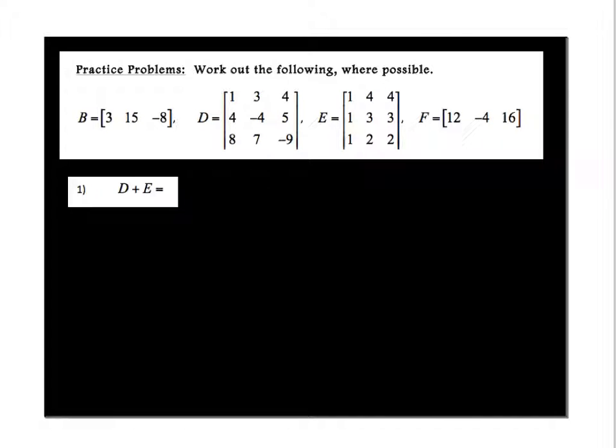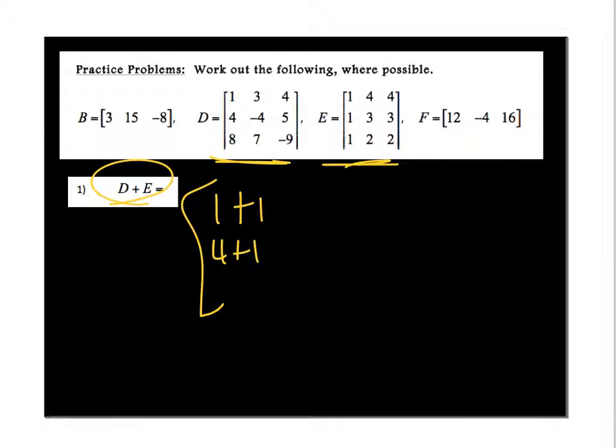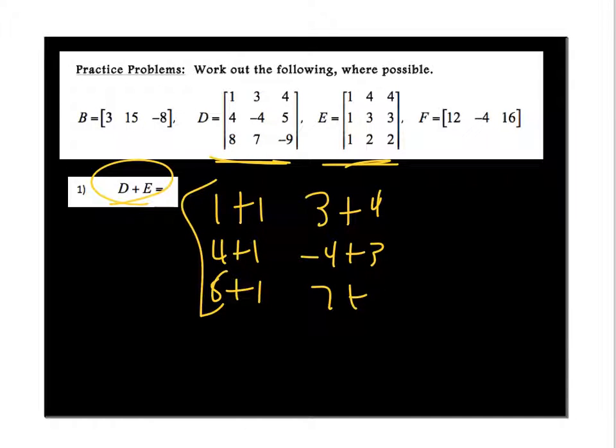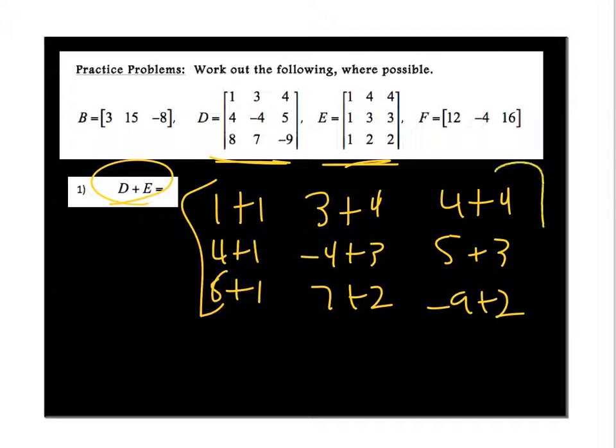So if you take a look here, I want to take D plus E. That means I'm going to take this one plus this one. When I do this, I'm going to just match up everything. So 1 plus 1, 4 plus 1, 8 plus 1, 3 plus 4, negative 4 plus 3, 7 plus 2, 4 plus 4, 5 plus 3, negative 9 plus 2. Boom. So just match up what is in the same location all the way through.